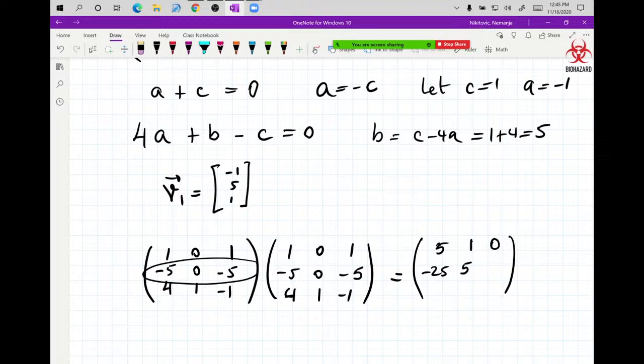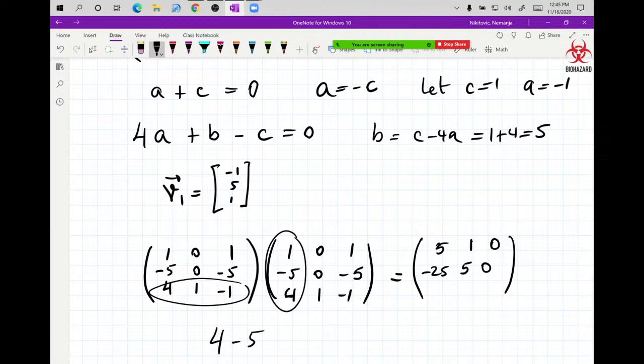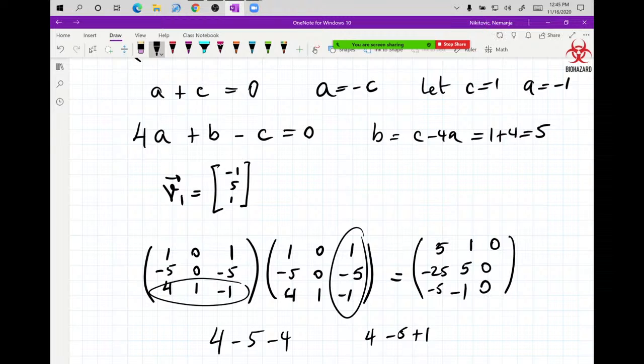And then the third one is going to give us negative 5, positive 5 is going to give us 0. And then the last row, you have to do 9 multiplications. That's 4 minus 5 minus 4 is negative 5. This one is just going to give us negative 1 here. And for the last one, we get 4, negative 5, plus 1, another 0. All right, good shape.